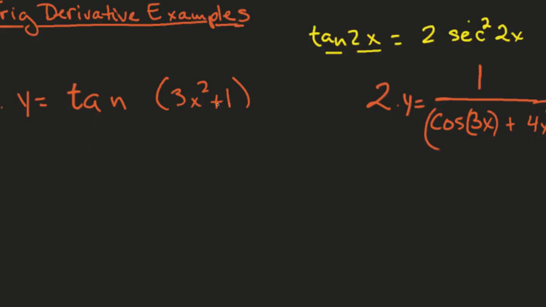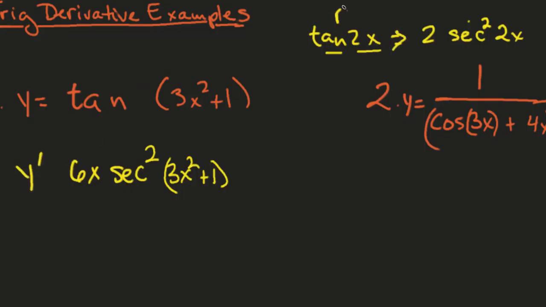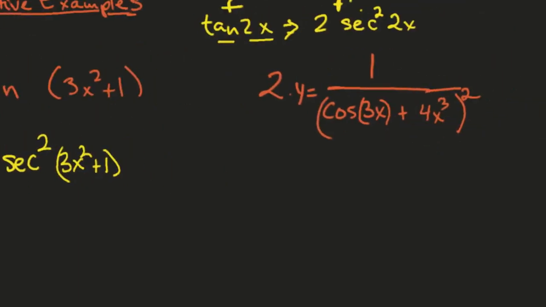So on this one, we've got pretty much the same scenario, except we have to derive this first. So derivative of that is 6x, and then derivative of 1 is 0, times the derivative of tangent, which is secant squared of the argument with no change. And that's that first derivative. Okay? This is the function on this one. This is the first derivative. Let's look at this one here.